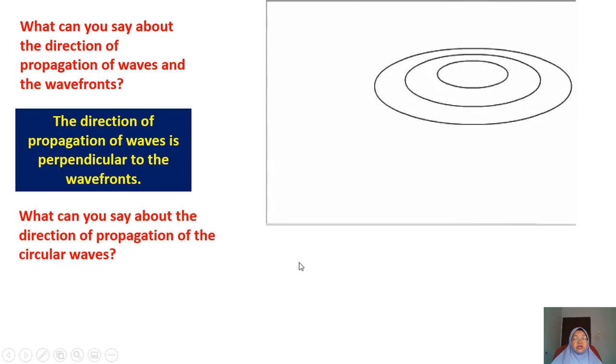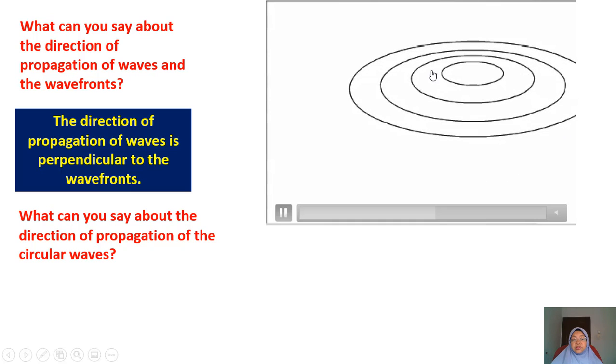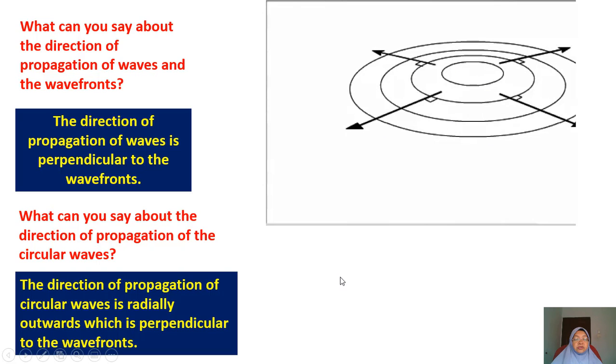What can you say about the direction of propagation of the circular wave? This is a circular wave. This is the wavefront and it will move radially outwards. So the direction is radially outward, which is perpendicular to the wavefronts.